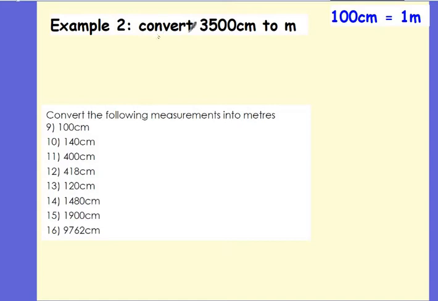Okay, next up, I've got 3,500 centimetres, and this time I'm converting from centimetres to metres. So I know that 100 centimetres is 1 metre, so I need to divide my centimetres by 100 to work out what that is in metres. 3,500 divided by 100 gives me 35 metres.